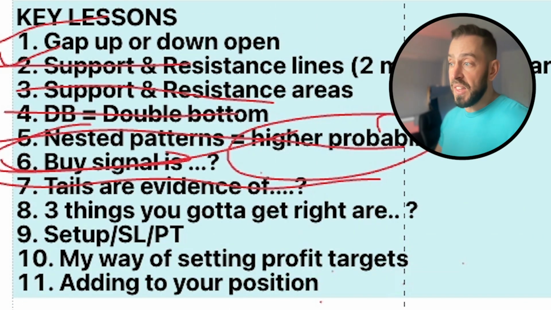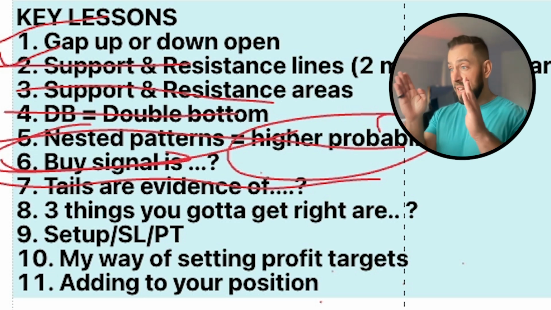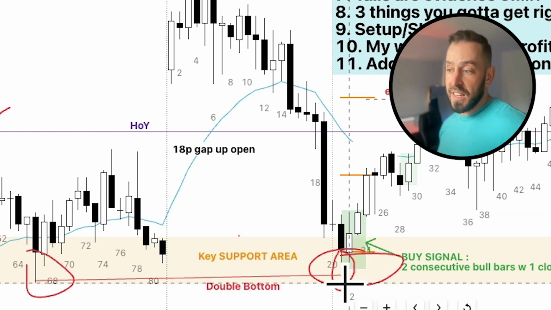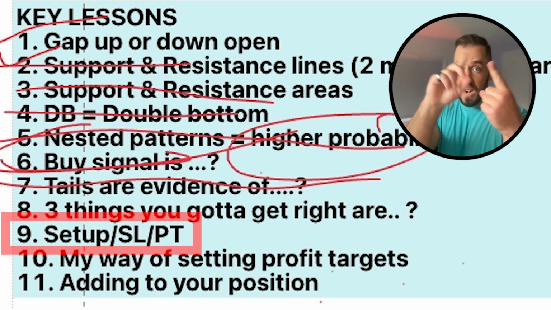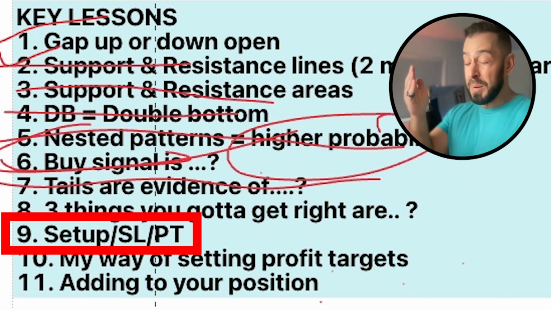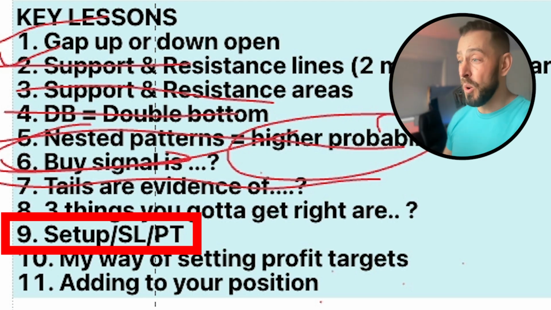Number 8, 3 things you've got to get right. There are 3 things you need to get right for every single trade that you make if you want to make that trade effective. The first one, the setup: 2 consecutive bull bars with one closing on or near its high. The 3 things you've got to get right though are not just the pattern and the signal, but the stop loss and the profit target, because you can be right and still lose the trade if you mess up the stop loss or the profit target.